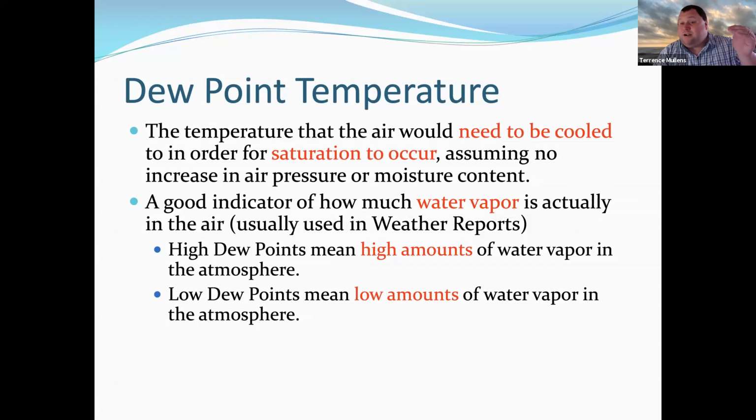So a high dew point temperature means there's a lot of moisture in the atmosphere. A low dew point temperature means there's not a lot of moisture in the atmosphere. That being said, this is the thing that meteorologists geek out about. So, the past few days it's been very warm and very dry, and unfortunately that's caused some fires.